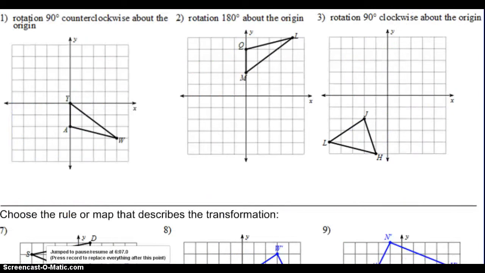The backside has 3 rotation problems. Now these are some of the most difficult kind of transformations to do, and so we're going to do them a little bit slower. And I'm not going to go into too much of the technicalities now. We're going to do more of that in class.